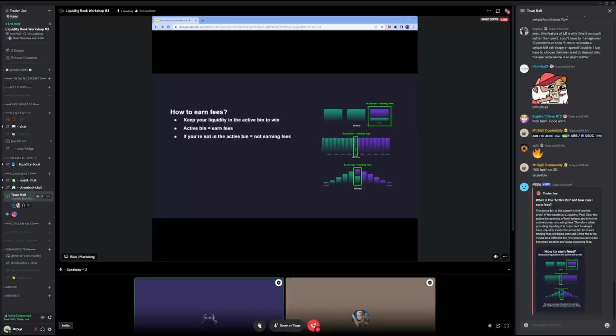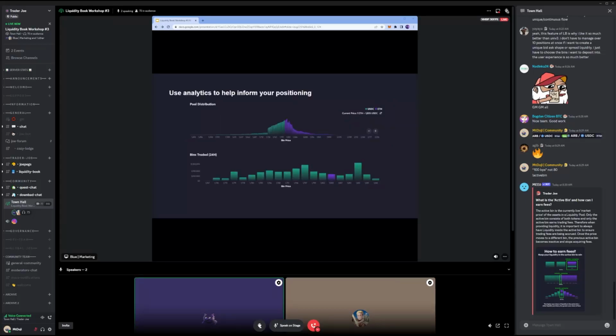So basically, the aim of the game as a liquidity provider is to always keep your liquidity in the active bin, depending on your strategy, of course. The more liquidity you have in the active bin, the higher percentage you may be able to share from those trading fees. Now, it's not always the case that if you put all of your liquidity into a bin, you will earn more. It doesn't work straight like that.